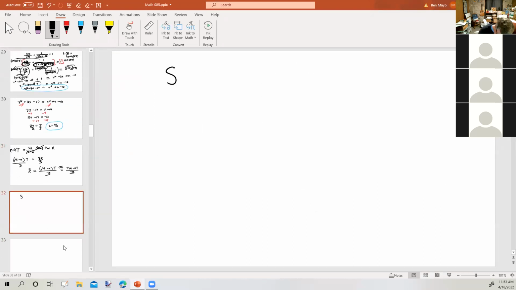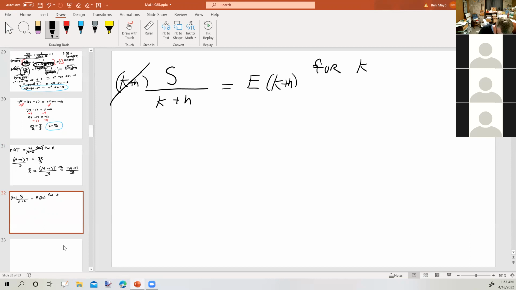S over K plus H equals E. We are to solve for K. So K is in the denominator, so I need to get it in the numerator. So let's again multiply both sides by K plus H. So now I get S equals E times K plus H.